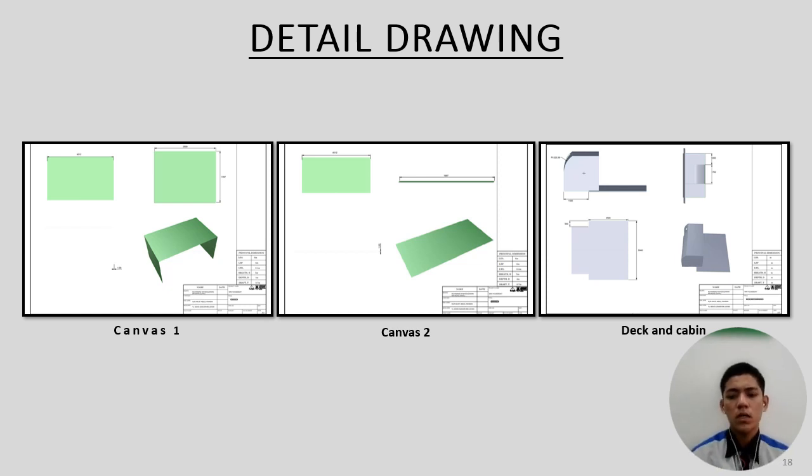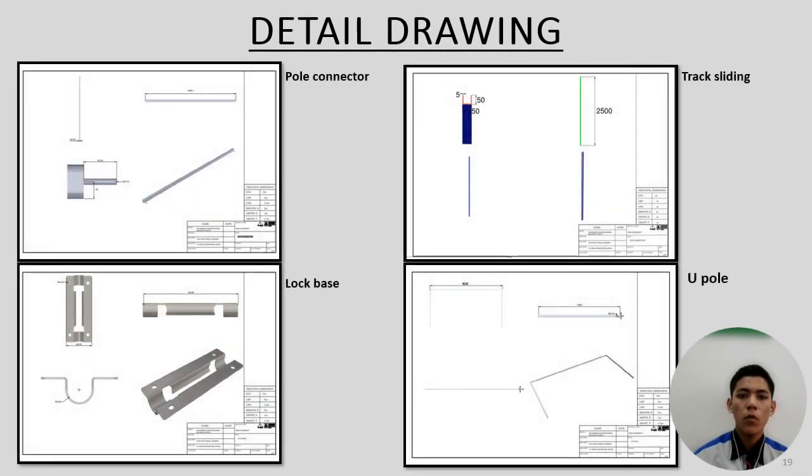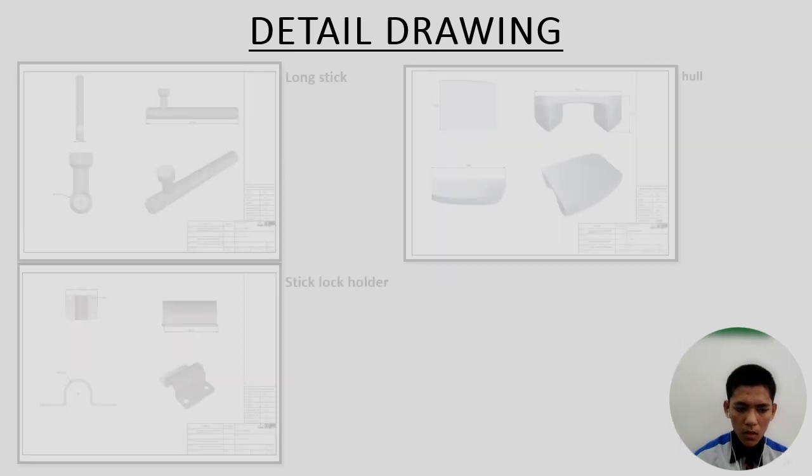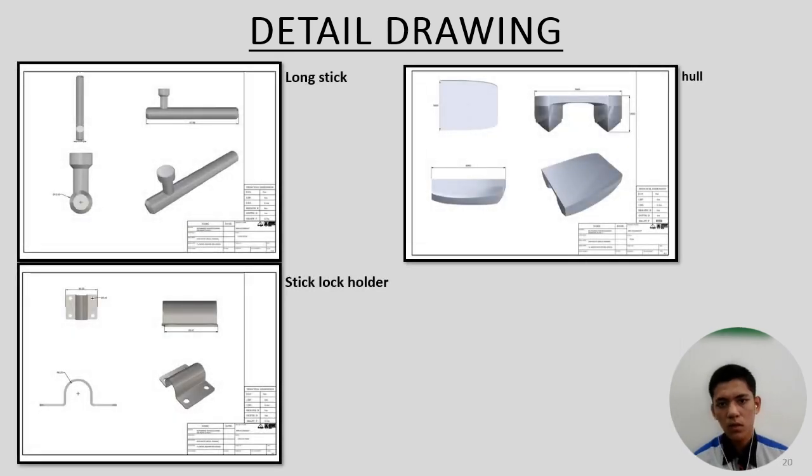After we choose concept 1, we need to make a detailed drawing that goes part by part. So firstly is the canvas, and then canvas 2, and then the end cabin. After that, pole connector, lock base, thread sighting, U-pole, long stick holder, and hull.